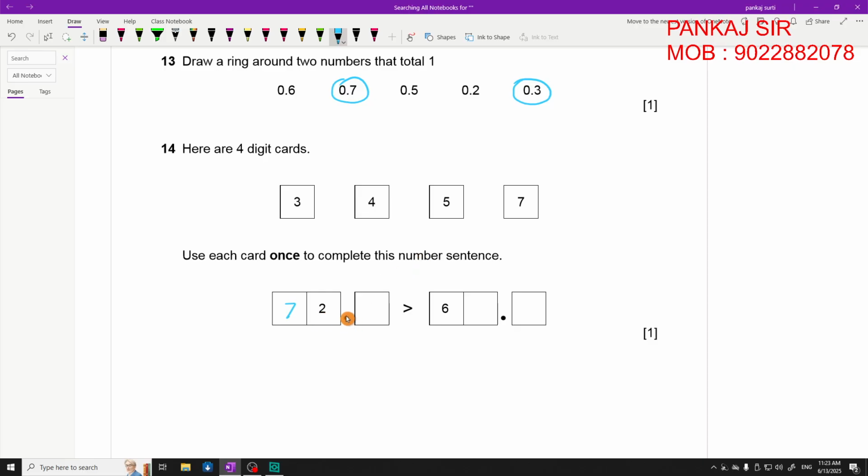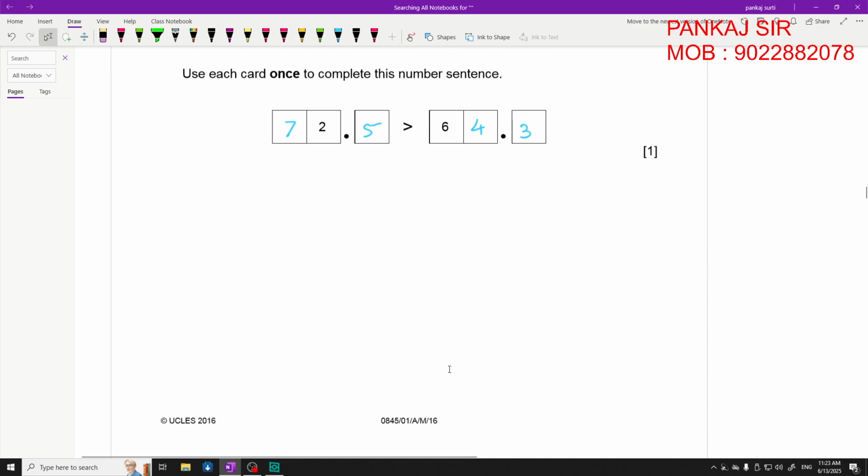So 72 point, let me take any, now 6 is already here. 7 I have taken, let me take 5. So I've taken 7, I've taken 5. And here I can take 4. Here I can take 3. Okay. So all 4 cards I have taken 3, 4, 5, 7. Can you see? 3, 4, 5, 7. And still my inequality is valid because this is 72.5, which is greater than 64.3. Okay. There can be some other answer as well, but this answer is also not wrong.